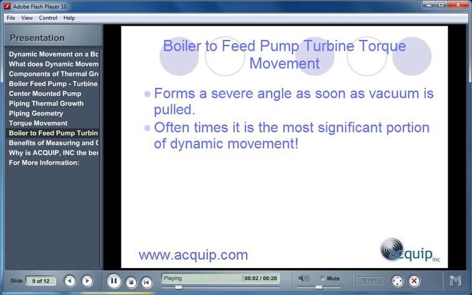In a boiler feed pump to turbine dynamic movement study, there's always movement due to torque. It forms a severe angle as soon as the vacuum is pulled on the turbine, and oftentimes it is the most significant portion of the dynamic movement that is recorded.